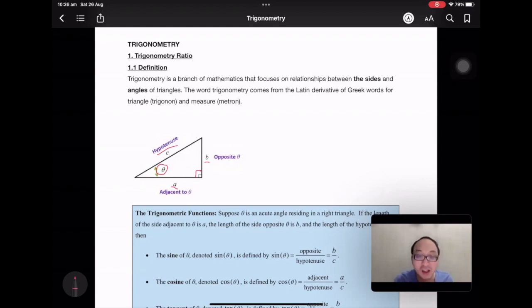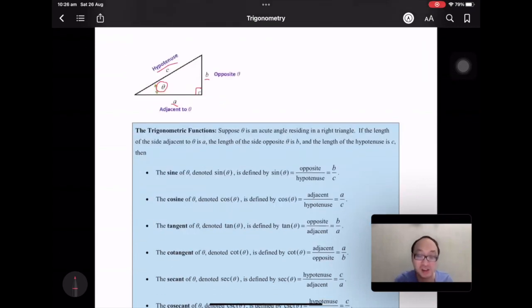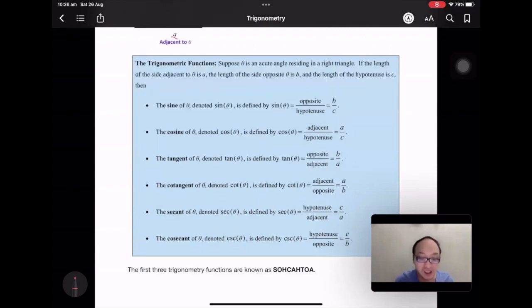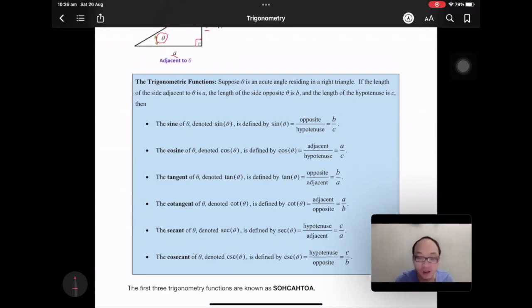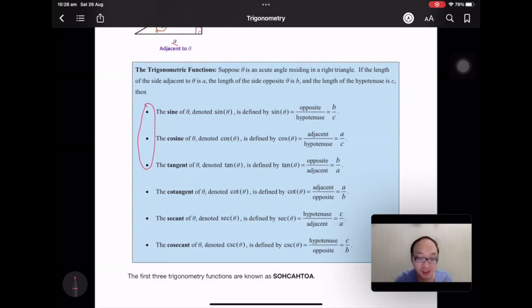There are 6 trigonometric ratios. We have sine, cosine, tangent, cotangent, secant, and cosecant. But we will focus on the first 3 trigonometric ratios in this video. We will study cotangent, secant, and cosecant in a later trigonometry chapter.